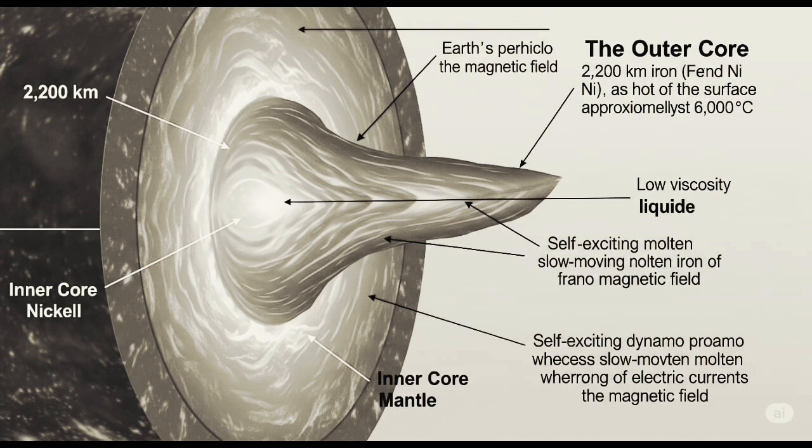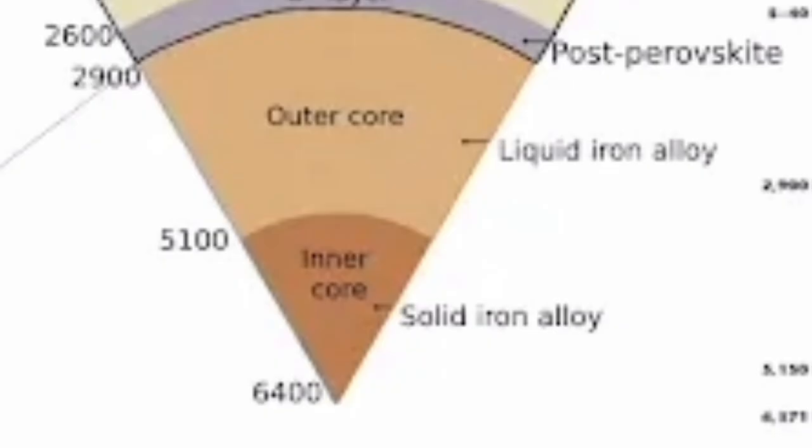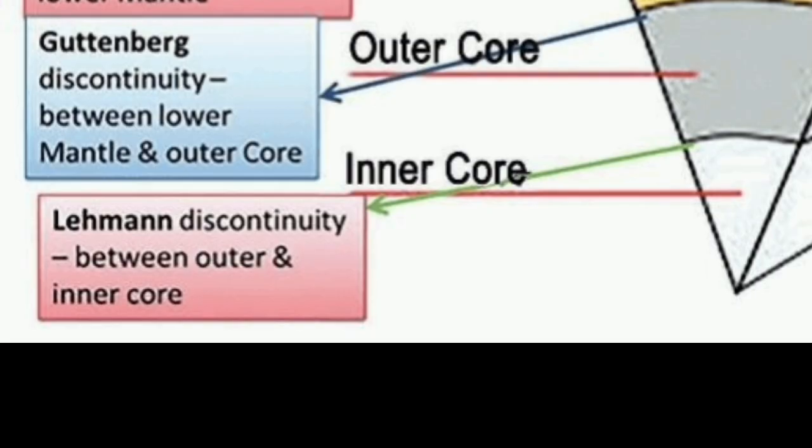Now, here comes the last part, the inner core, which is in a solid state and mostly composed of iron. It rotates eastward at a slightly faster rate than the Earth's surface. Now here comes the most interesting part of this core: despite having a temperature higher than the melting point of iron, the inner core is still solid. Why? Because of the intense pressure and density due to the weight put on by the Earth's top layers, the inner core remains solid. The boundary between outer and inner core is the Lehmann seismic discontinuity.